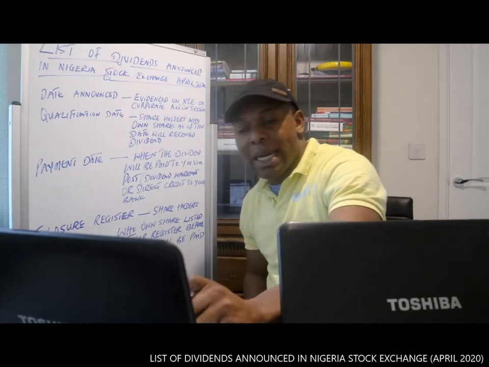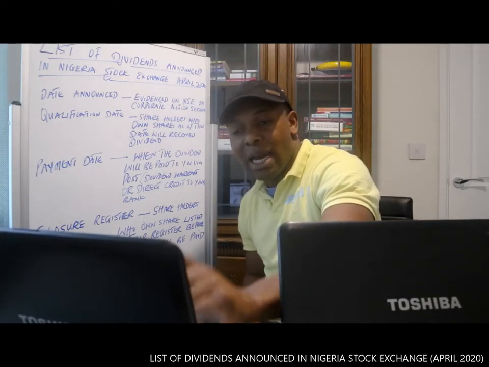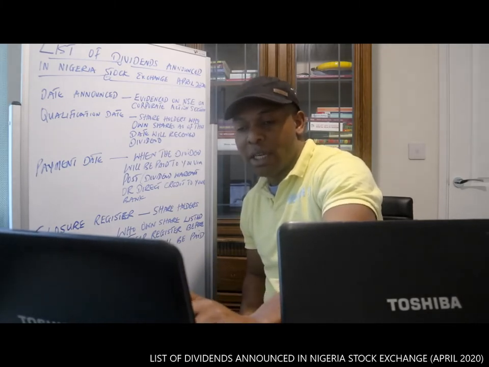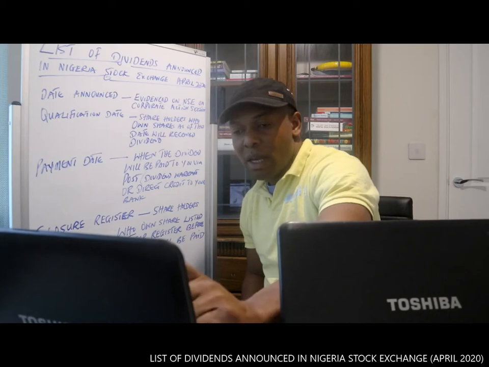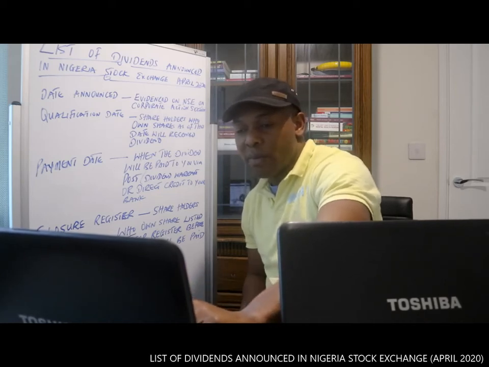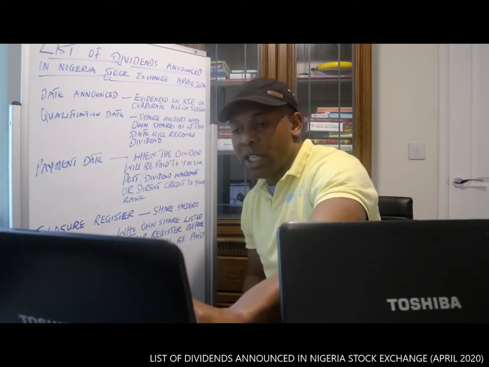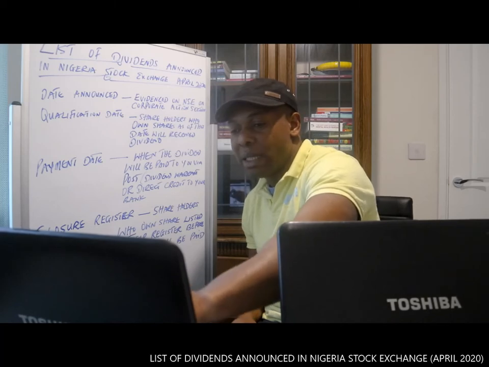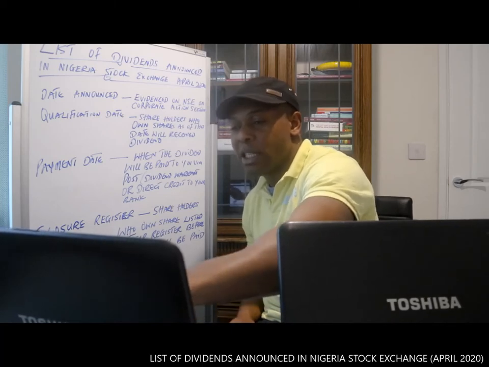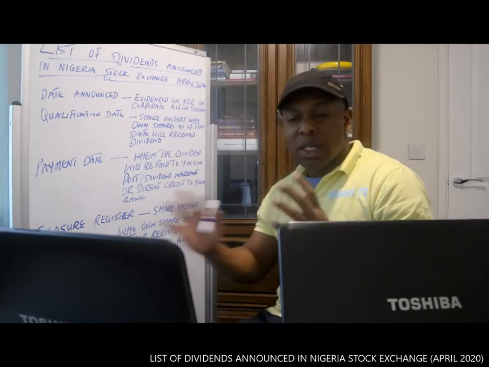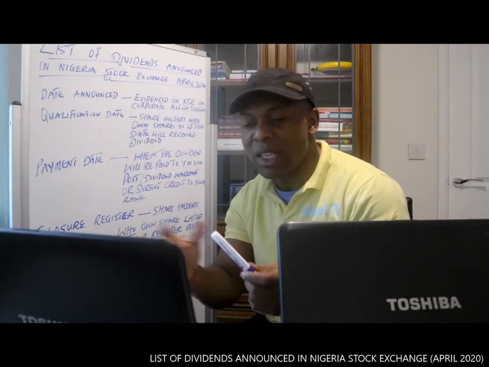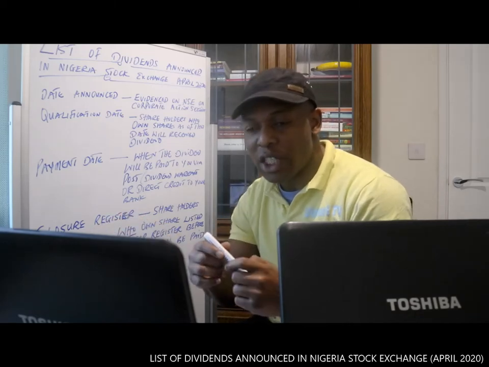So Guarantee Trust Bank, like I said to you, they declared 250 kobo on March 2nd. I know I've already got this payment, but nil bonus. Okay, the register closed on 19th March. Okay, annual general meeting was 30th March. The payment date was 30th March. Qualification date is the 18th of March. So this is how it works. Basically, you need to find this information on the Nigerian Stock Exchange website.